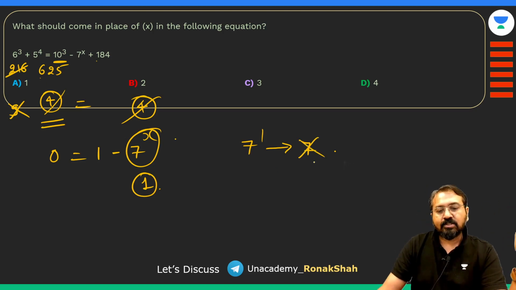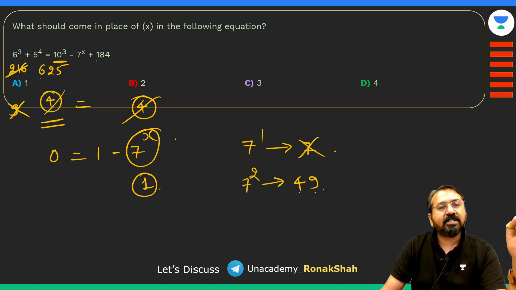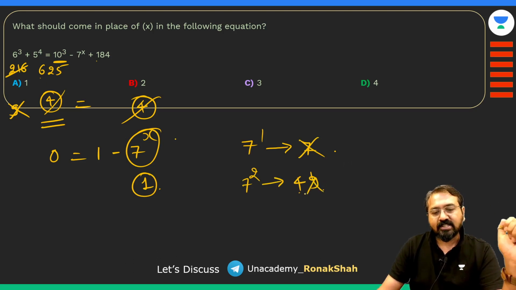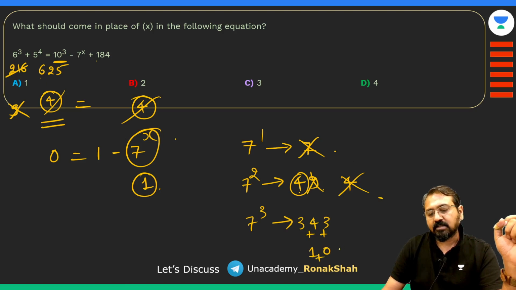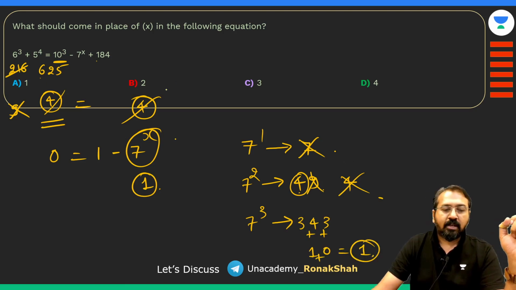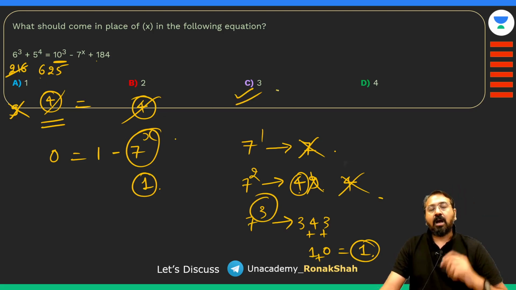So yeah, this is not 1. 7 raised to 2 is 49. 49 is 4 plus 9, 13. Or you can just ignore 4 and the 9. So this will come out to be 4 directly. So this is also not useful for us. 7 cube is 343. Now 3 plus 4 plus 3 is 10. 1 plus 0 is 1. So yeah, it has to be this power. So we'll pick this power 3 as our answer.